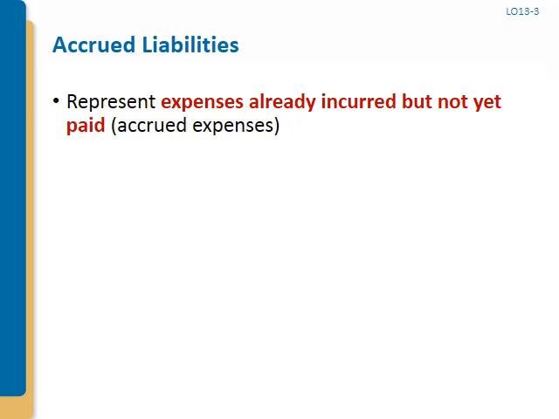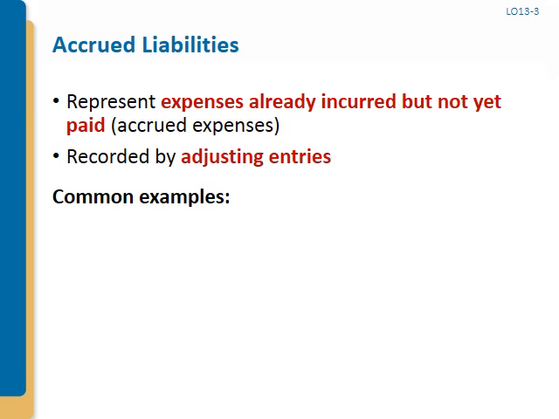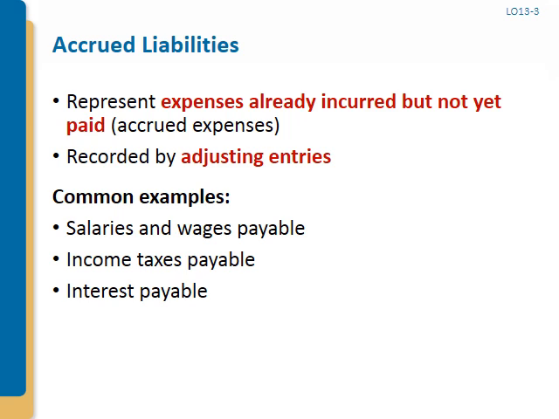Accrued liabilities represent expenses already incurred but not yet paid. These liabilities are recorded by adjusting entries at the end of the reporting period prior to preparing financial statements. Common examples are salaries and wages payable, income taxes payable, and interest payable. Although recorded in separate liability accounts, accrued liabilities usually are combined and reported under a single caption or perhaps two accrued liability captions in the balance sheet.